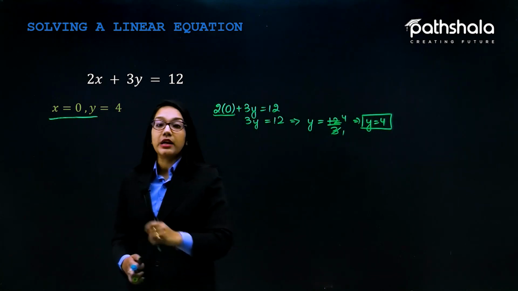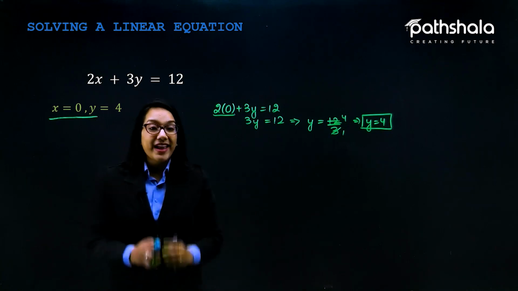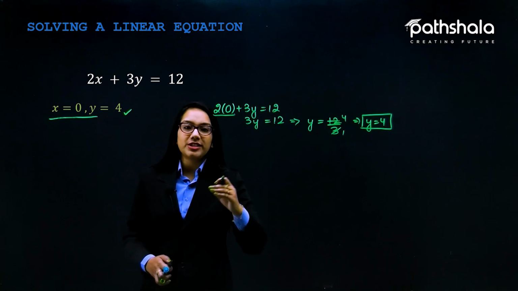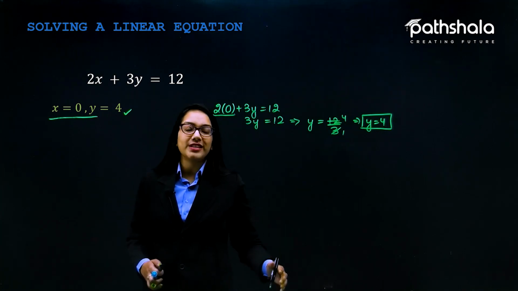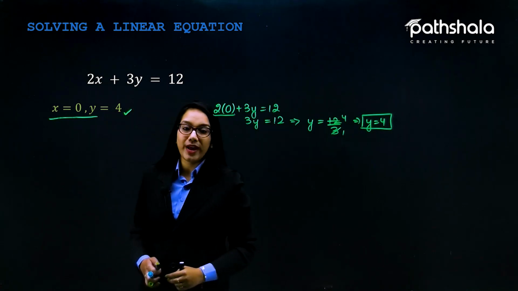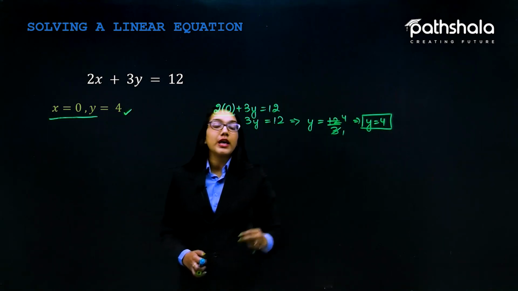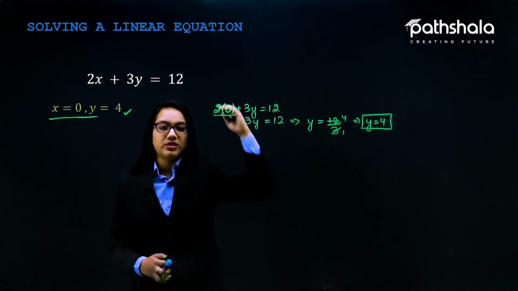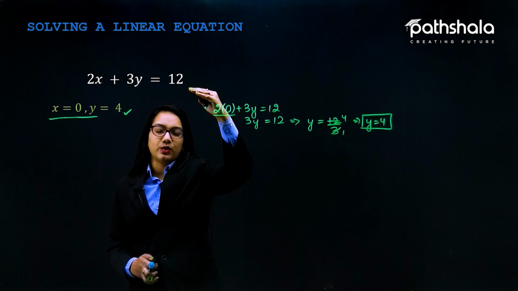So it means that x is equal to 0, y is equal to 4 is the solution of 2x plus 3y is equal to 12, or we can say it is the root of 2x plus 3y is equal to 12. So hence x is equal to 0, y is equal to 4 is the solution of the linear equation in two variables which is given to us, that is 2x plus 3y is equal to 12.